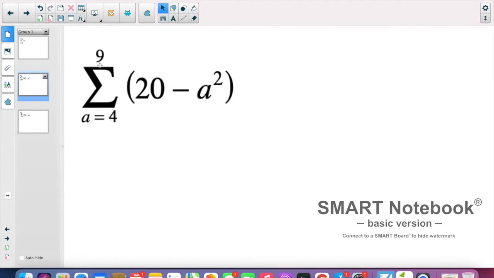Now, one thing about Desmos, it's not going to recognize variables other than n for these because it automatically will put that n in there. So anywhere you have an a for this problem, you're going to put in an n. The sigma notation from n equals 4 to 9 of 20 minus n squared.